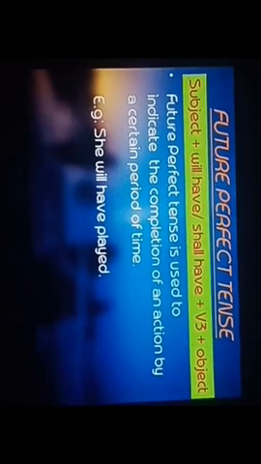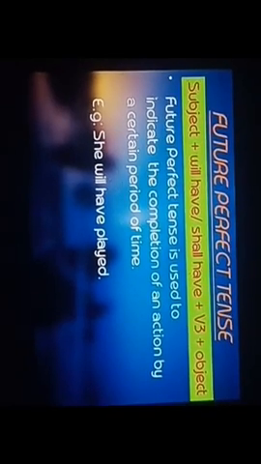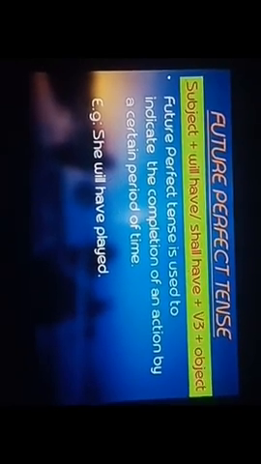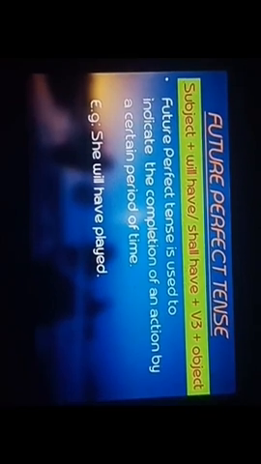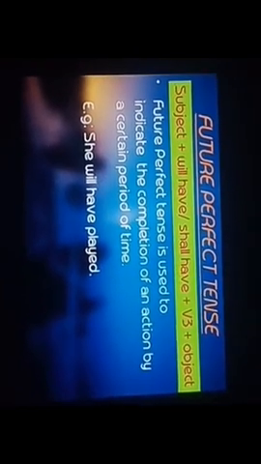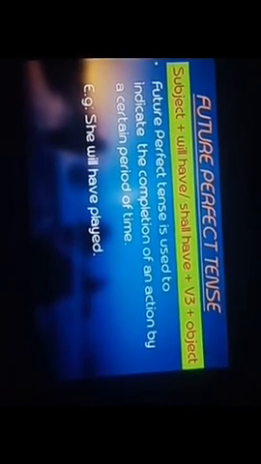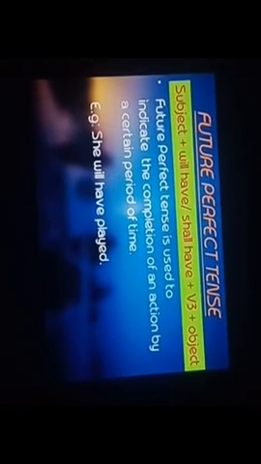Next we have future perfect tense. Subject plus will have or shall have plus verb third form plus object. We always use this syntax with future perfect tense. Future perfect tense is used to indicate the completion of an action by a certain period of time.